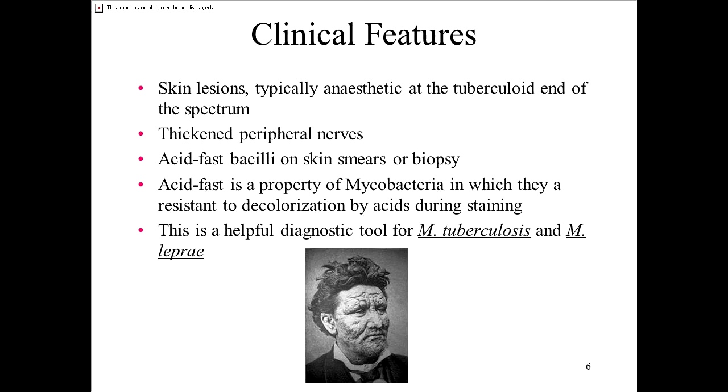For the clinical features, we usually see skin lesions, typically anesthetic at the tuberculoid end of the spectrum, thickened peripheral nerves, and acid-fast bacilli on skin smears or biopsy. Acid-fast is a property of mycobacteria in which they are resistant to decolorization by acid during staining.